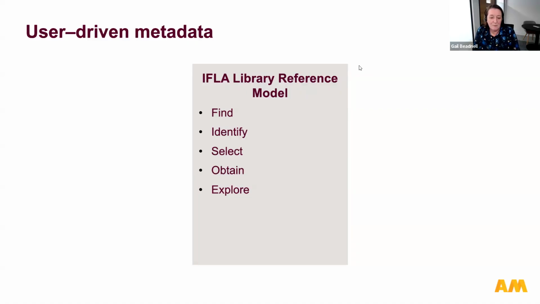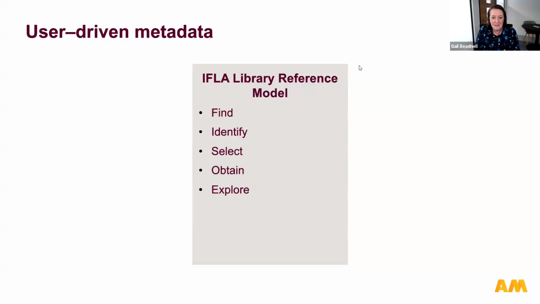Obtaining the resource involves moving from the search results to the item in question. In a library setting, this could be taking it from the shelf. Within an AM collection, the resource can be obtained by simply clicking it to bring it onto the screen. The explore concept was added to the model later, and I'll come back to that in a moment.